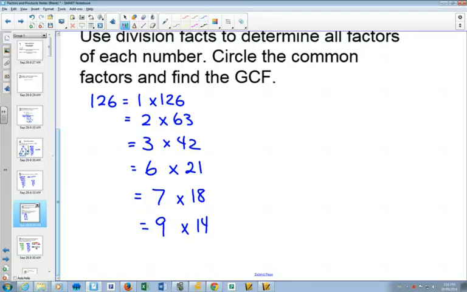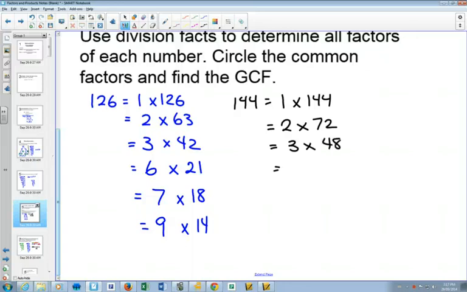When you go to 144, 1 times 144. 2 times 72. Does it divide by 3? Yes. 3 by 48. Does it divide by 4? 4 by 36. Does it divide by 5?